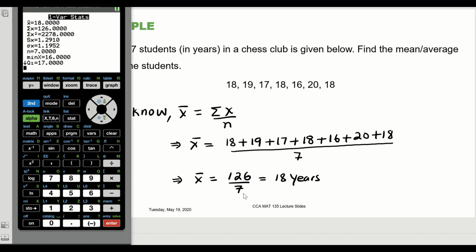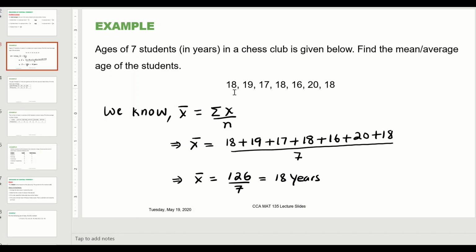So we can use our TI-84 calculator to calculate the mean of the ungrouped data or individual data set. So this is the first example. Let's look at the second example now.